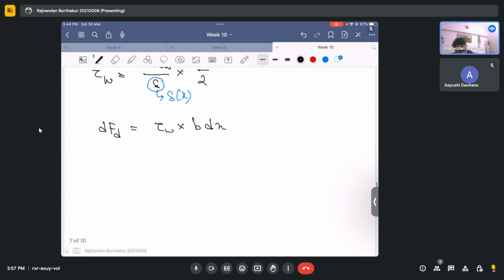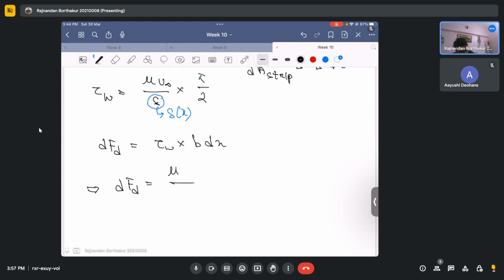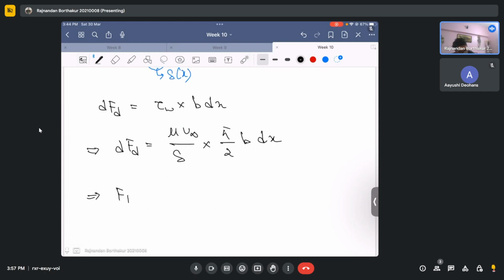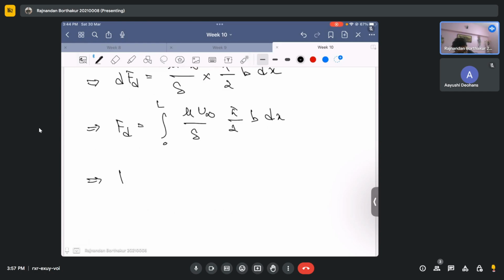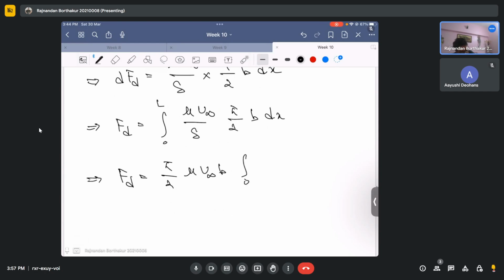And then you need to substitute the value of tau w, which is mu times u infinity by delta into pi by 2, times b dx. In order to evaluate the drag force, you need to integrate this term from 0 to L. If you take all the constants outside, pi by 2 is a constant, mu u infinity b is a constant, so you need to integrate 1 by delta dx from 0 to L.